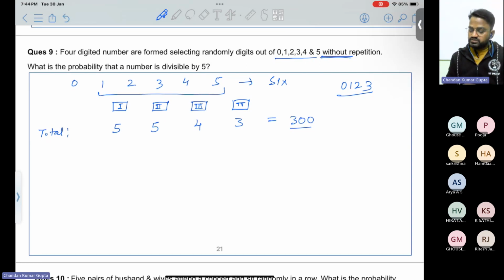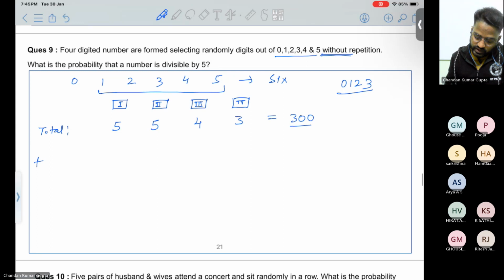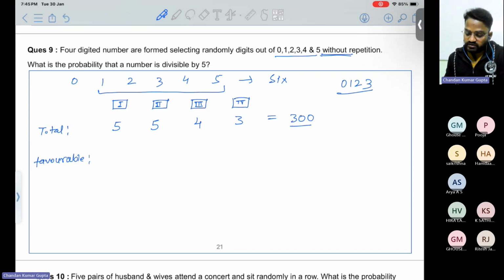So the total possibilities are 300. Means we can construct 300 different numbers without repetition from the given digits. Okay. Now we are going to talk about the favorable outcomes. How many numbers are in our favor? That means how many numbers are divisible by 5. Okay. First of all, for divisible with 5, what should be here at fourth place or at unit place?